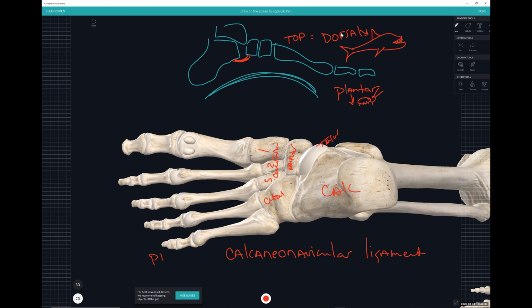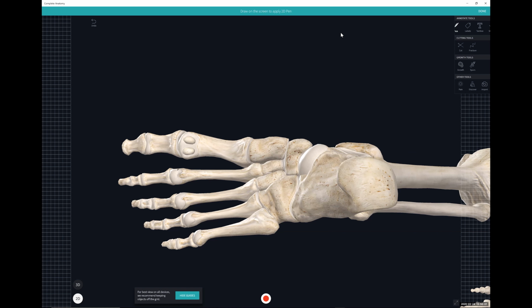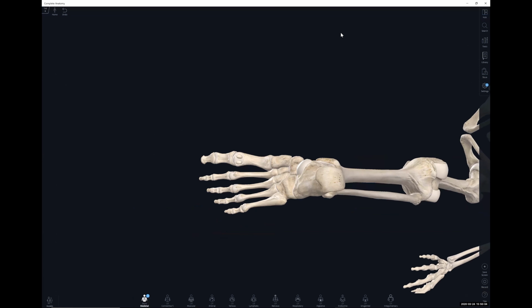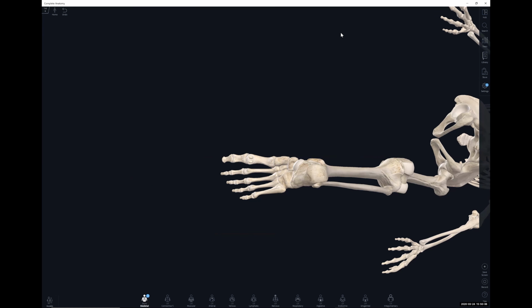So the full name of this ligament is the plantar calcaneonavicular ligament. And it also has kind of a lay term name. It's called the spring ligament. So when the foot flattens, that ligament allows the foot to come back to its normal position. And that is everything we need to know about the bones of the foot.